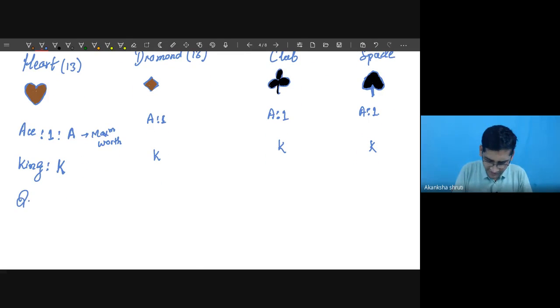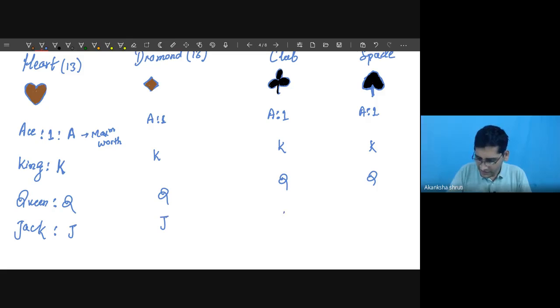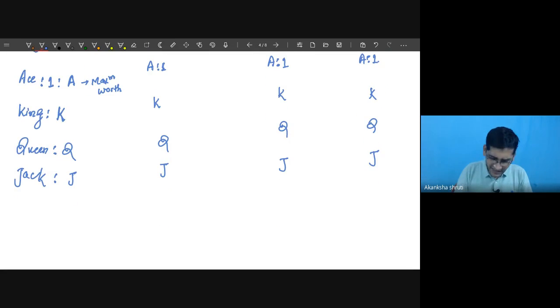The next is queen. Q. Q. Q. Q. The next, jack, is in the lower hierarchy. J. J. J. J. The next, below this, they are numbered. So numbered cards.